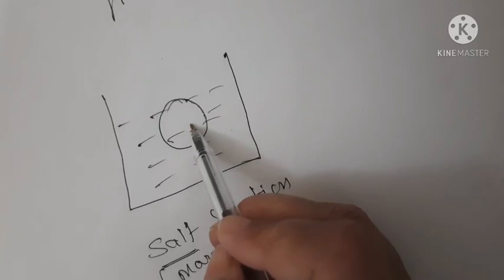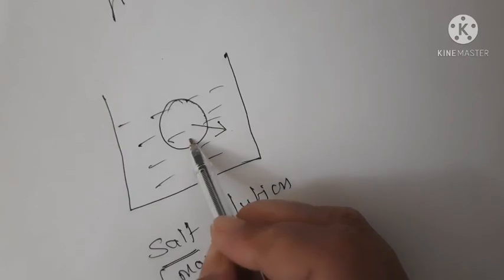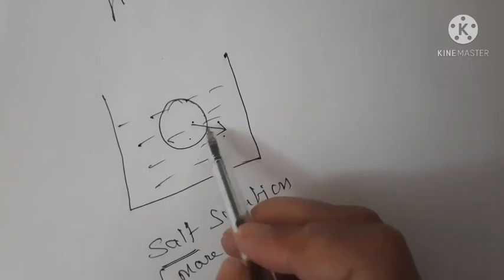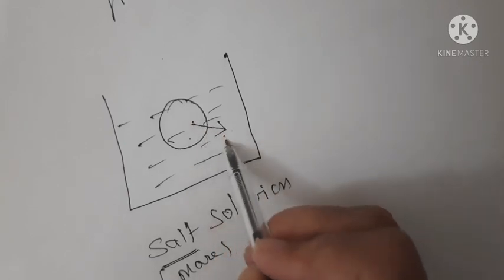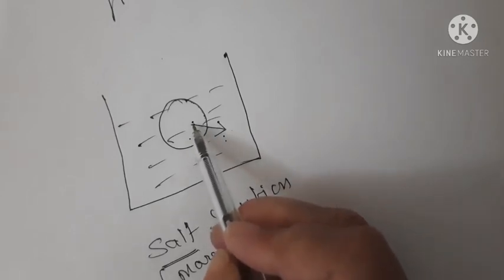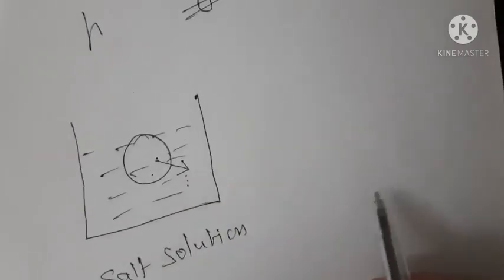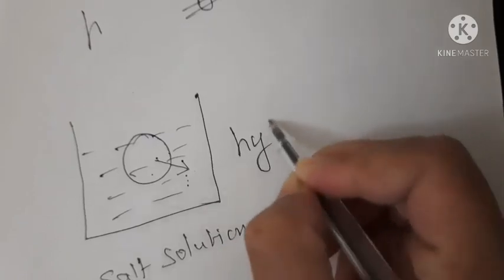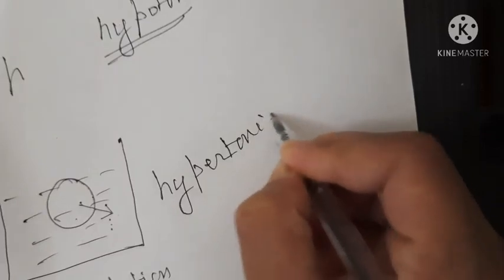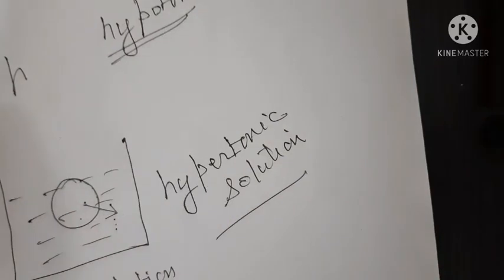So water from the cell will move out. Water from outside will also move inside the cell, and water from the cell will also move outside. But the amount of water moving from the cell to the environment is more. So thereby there will be a net movement of water from the cell to the outside environment. And this solution is called a hypertonic solution. Hypertonic solution. I hope it is clear to everyone.